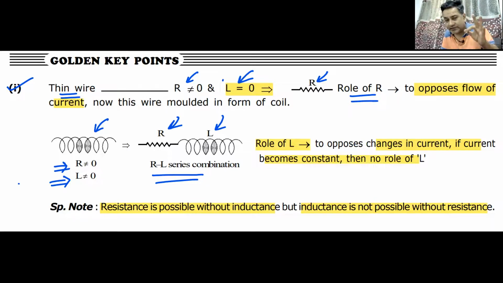Role of resistance is to oppose the flow of current. Role of inductance is to oppose the change in current. If the current is not changing, L does not do anything. I will give you a minute to note it down.